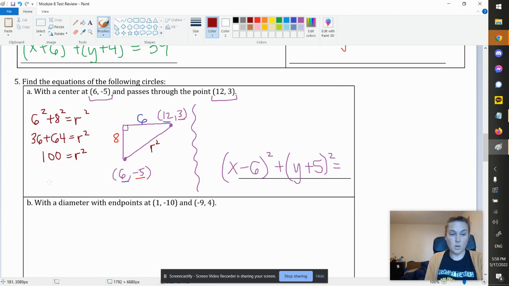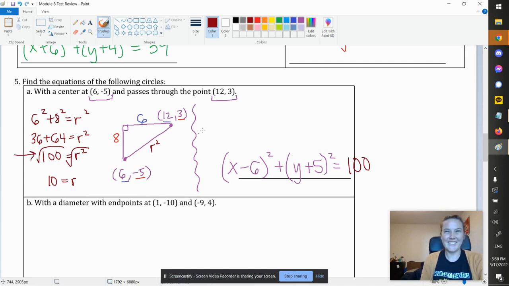We could then take a square root to find out that 10 is r, right? Square root here and square root here. But to be honest, I want this to be r squared. So I could have stopped at here, sorry, at here, and then just plugged in my 100.